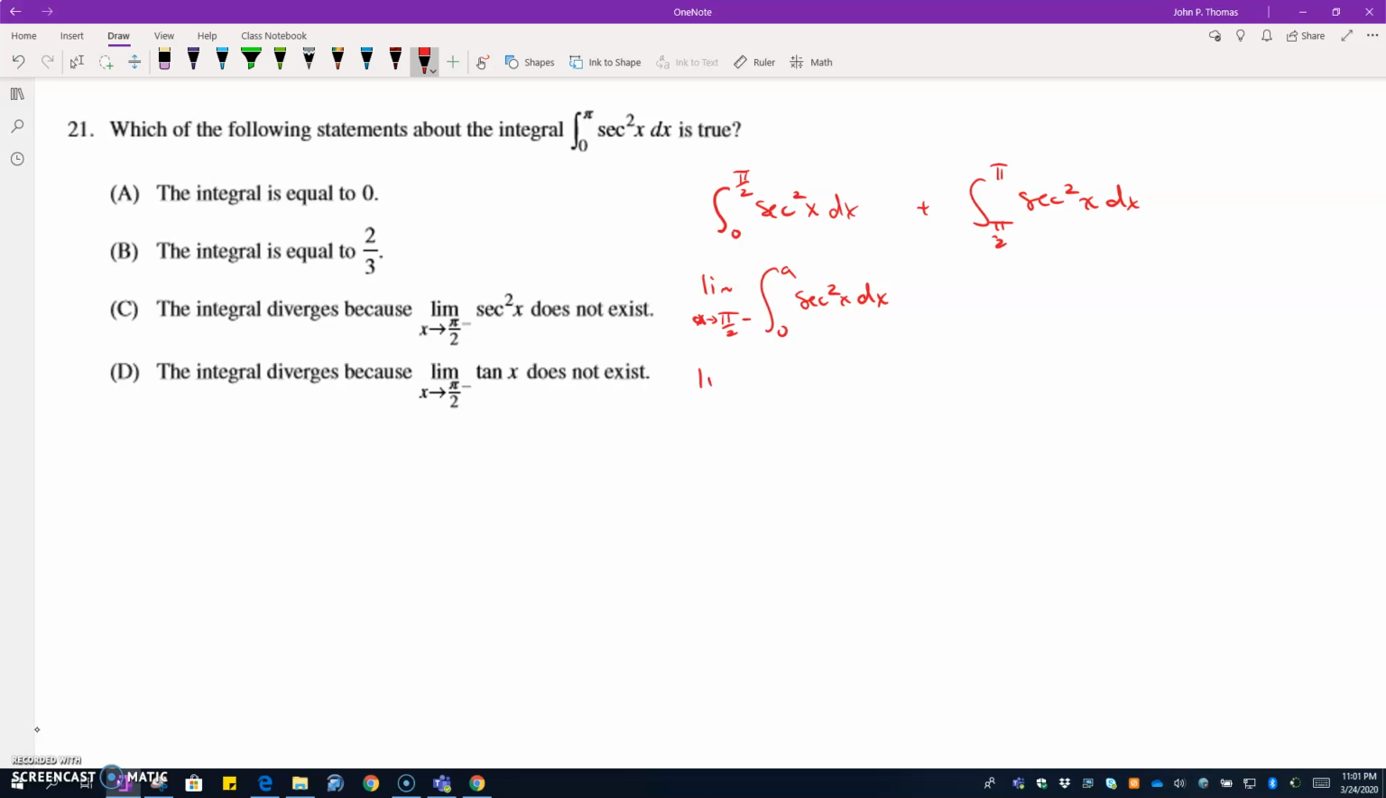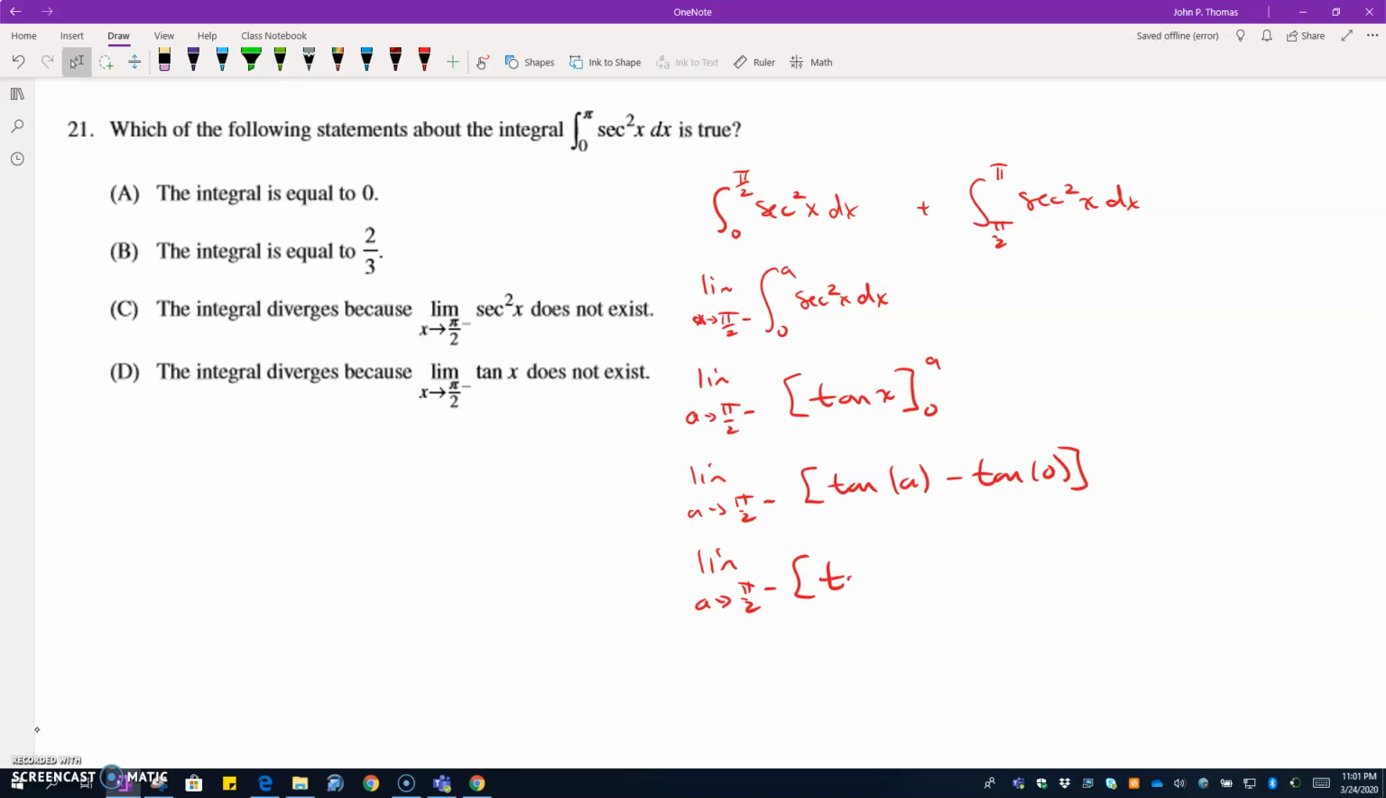that antiderivative. So I've got the limit as a goes to pi over 2 from the left of tan x from 0 to a. So I still have the limit as a goes to pi over 2 from the left. I'm going to plug in, so tan of a minus tan of 0. So that's really the limit as a goes to pi over 2 from the left of tan a minus 0.